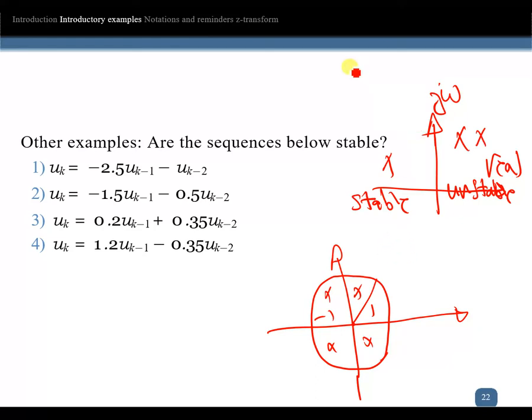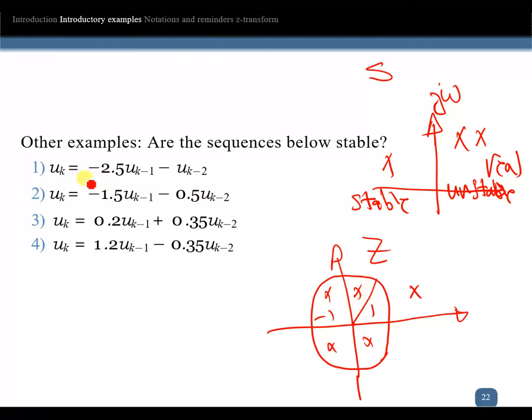Here for the S-plane, here for the Z-plane. In the Z-plane, you have a circle with the center at the origin and a radius of 1. If any pole is inside here, the system is stable; outside, it becomes unstable. This one we will discuss later, just keep it in mind.